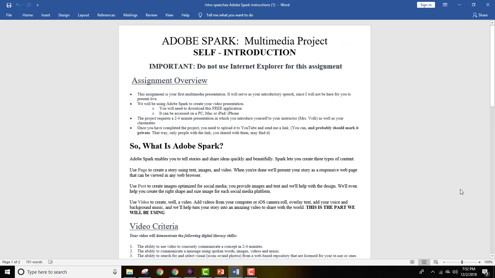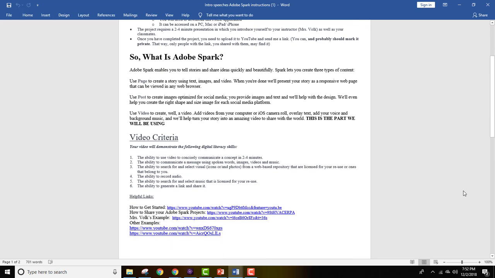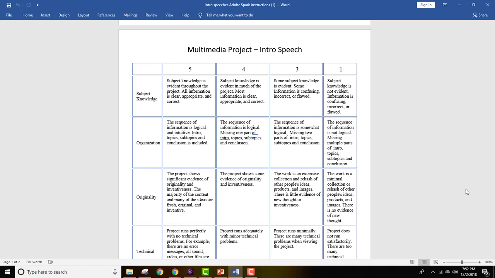As you can see, I gave an assignment overview, which we talked through in class. I then explained to them what the app was actually about and gave them the requirements for the video. This led to the rubric, which we went over point by point, so students would know what was required of them within the project.